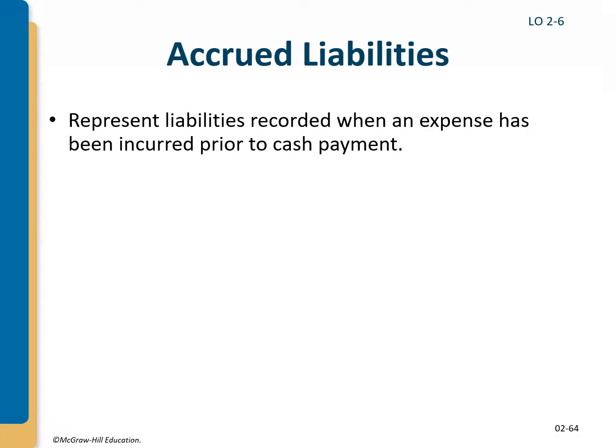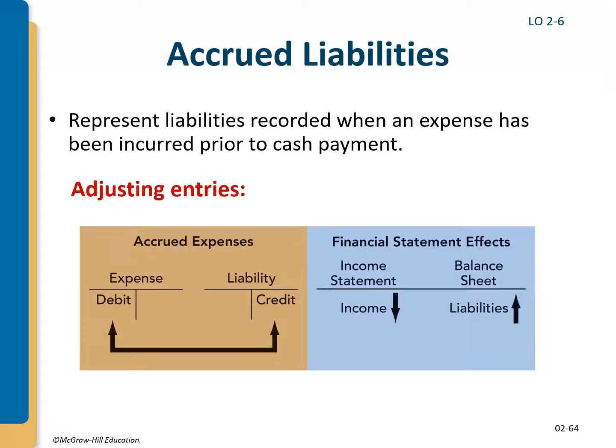Accrued liabilities are recorded when an expense has occurred prior to paying for it. For example, well, before we do an example, the resulting journal entry will always be an increase in an expense and an increase in a liability. When you're recording an expense, you're either going to credit cash because you paid for it, or you're going to credit a liability because you owe it. In these types of expense recognition, there's no cash involved in these transactions.